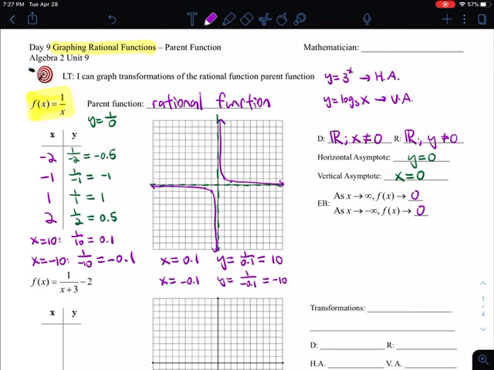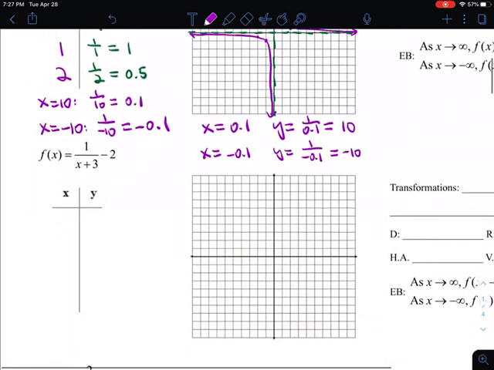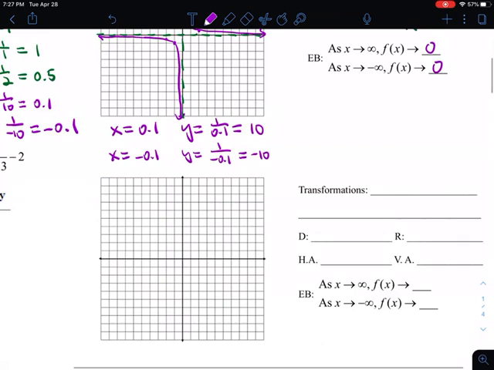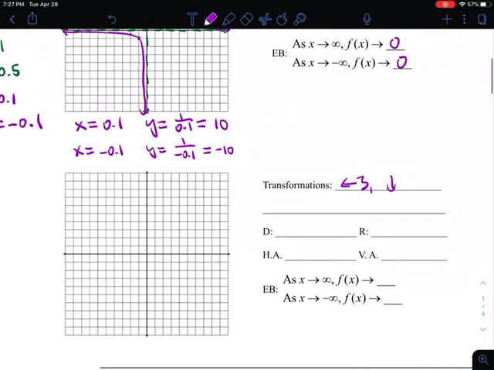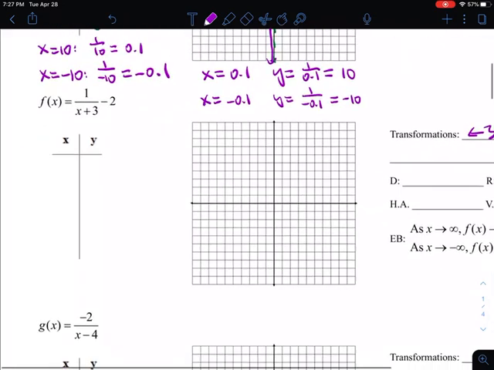And then as we've done with all other types of functions, we're going to see some transformations. Okay, so now let's go ahead and look at this one: 1 over x plus 3, minus 2. Okay, so by now I think we're pretty familiar with these. So the x plus 3, the plus 3 goes with the x, so that's going to shift it left 3. And then the negative 2 on the outside will be down 2.